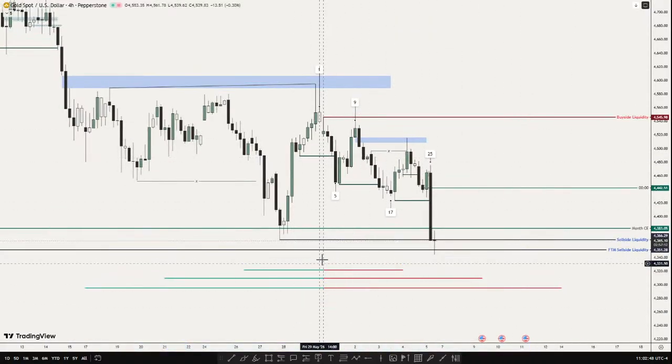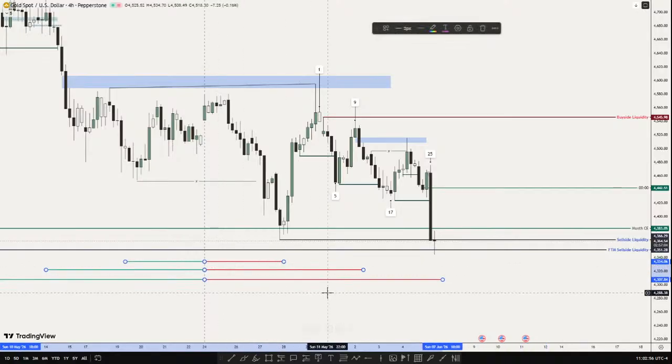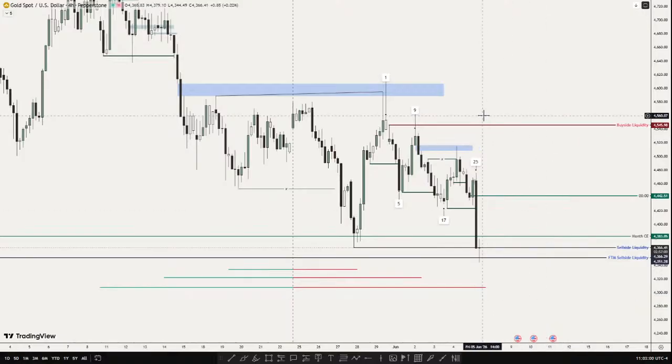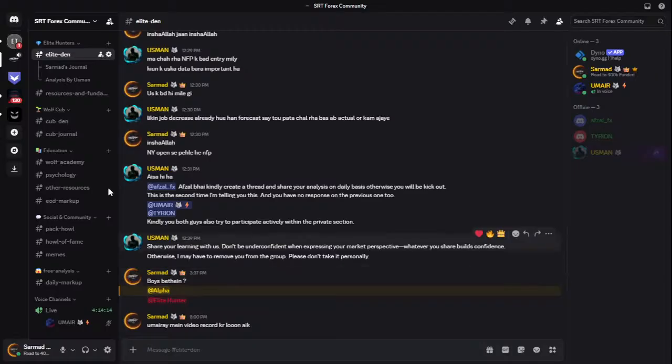First of all, let me just do a small setting here. These are IPDA data ranges that I have marked. I hope you know about these IPDA data ranges. If you don't, you can find the video in ICT's core content month 5, the first video. That is a very good video. So this will be a quick breakdown of the trade I took. That is here.